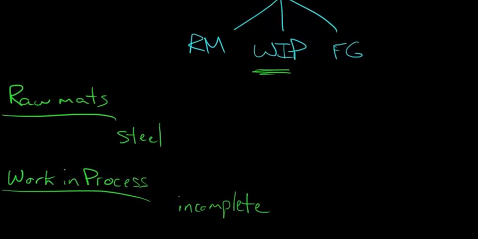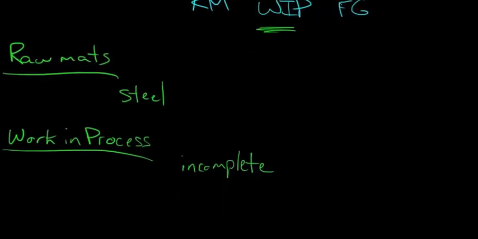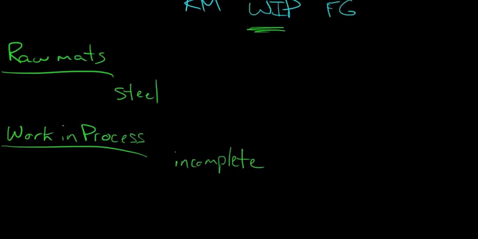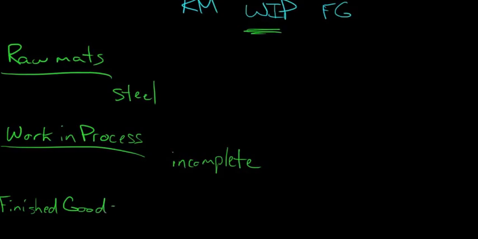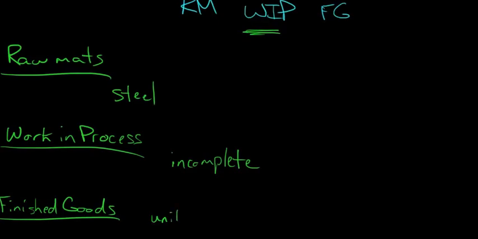We haven't put it together yet, but once we actually complete it, that's where we get into the finished goods part. So finished goods. Now this is the complete bicycle. This is an actual unit that's ready to be sold.